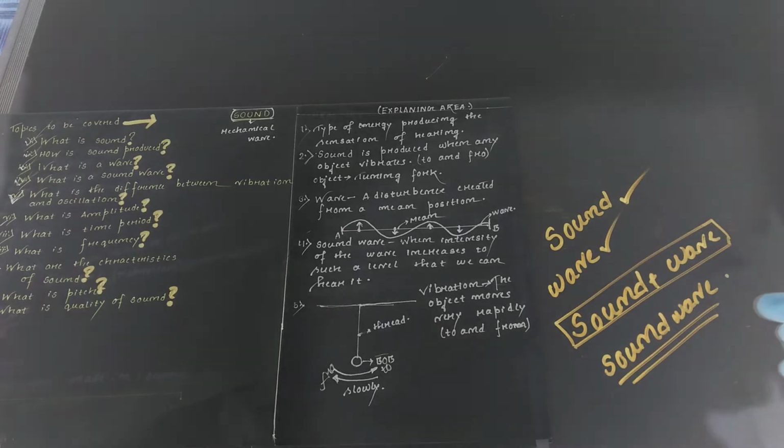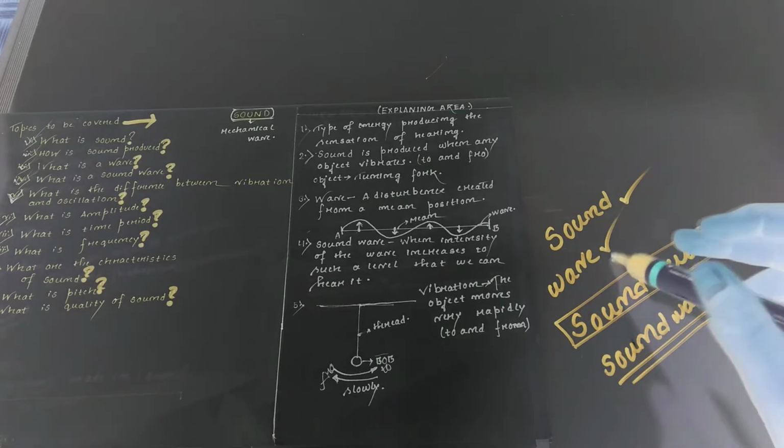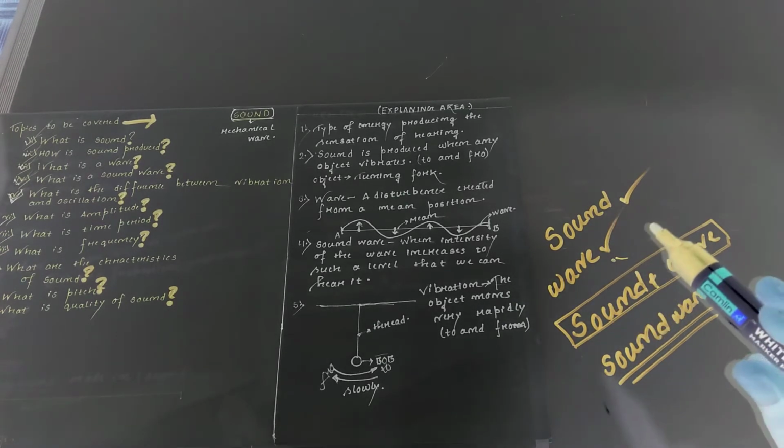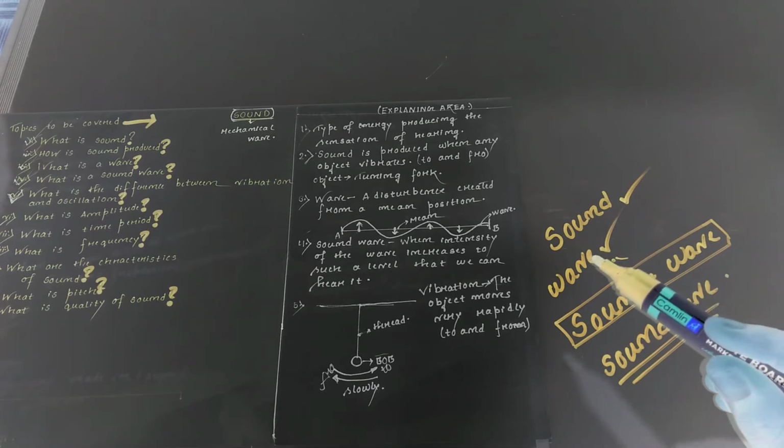I taught you in my previous video about three topics. That is, a type of energy producing the sensation of hearing is called sound. Sound is produced by an object that vibrates. That is how sound is produced and what the requirements for the vibration are. Now, wave I have also told you. Now we were on the topic of sound wave. As I taught you already, what is sound, what is wave, I have also taught you how a wave is produced.